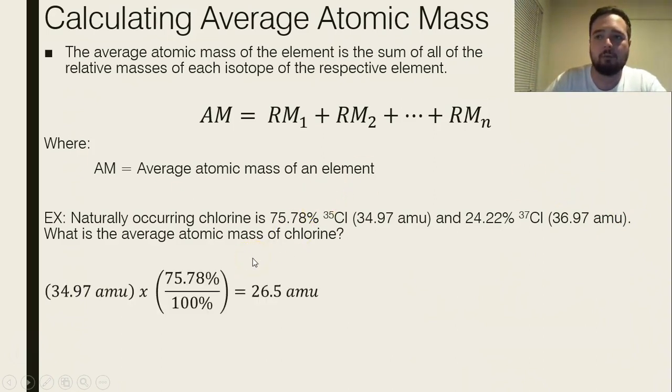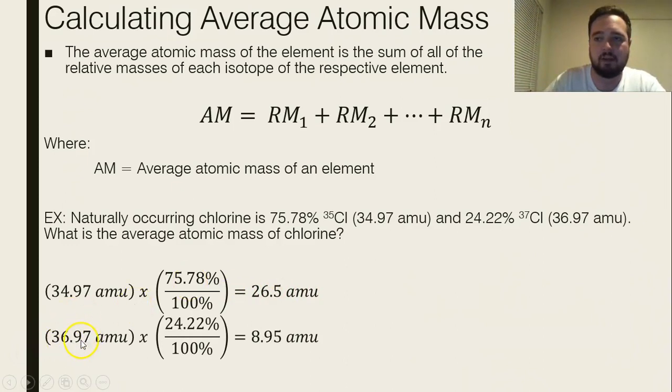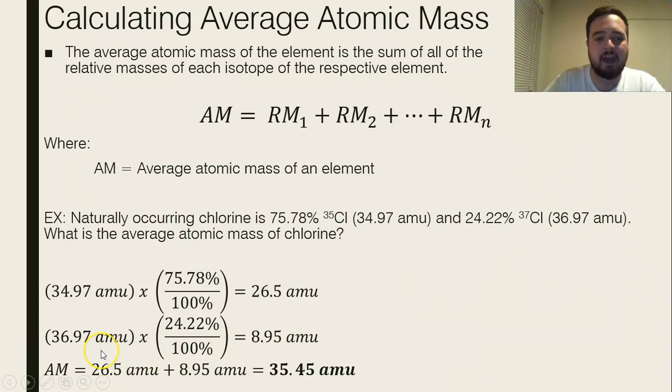Okay, so the first thing you want to do is calculate the relative mass of each one. I took the first one, the 35Cl, and I said, okay, the mass of that isotope times the percent abundance divided by 100%, and I get 26.5 AMUs as a relative mass for that isotope. Do the same thing for the second one. I take 36.97 times the percent abundance divided by 100% equals 8.95 AMUs. And then I can say that the average atomic mass of chlorine is the addition of both of those masses. So I take 26.5 AMUs plus 8.95 AMUs to equal 35.45 AMUs.